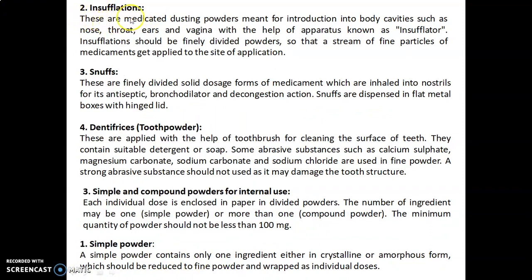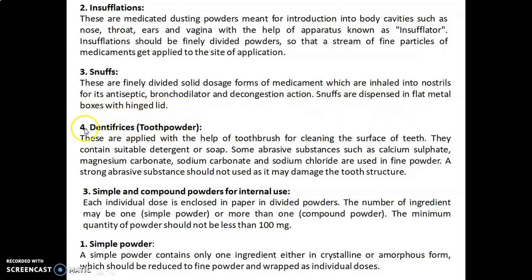Insufflations. These are medicated dusting powders meant for introduction into body cavities such as nose, throat, ears and vagina with the help of an apparatus known as an insufflator. Insufflations should be finely divided powders so that a stream of fine particles of medicaments gets applied to the site of application. Snuffs. These are finely divided solid dosage forms of medicament which are inhaled into the nostrils for their antiseptic, bronchodilator and decongestion action. Snuffs are dispensed in flat metal boxes with a hinged lid.